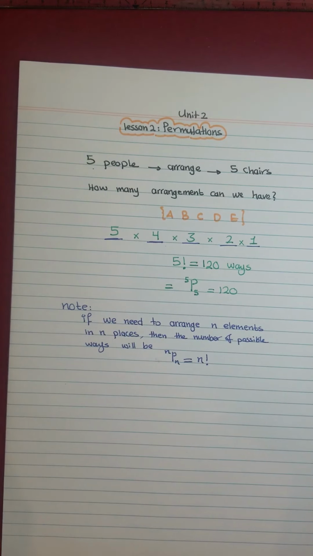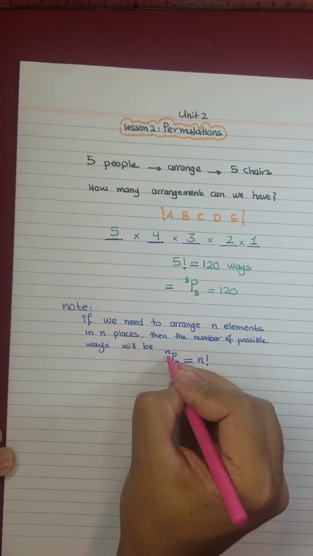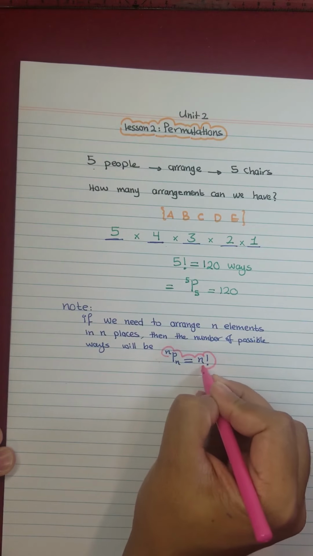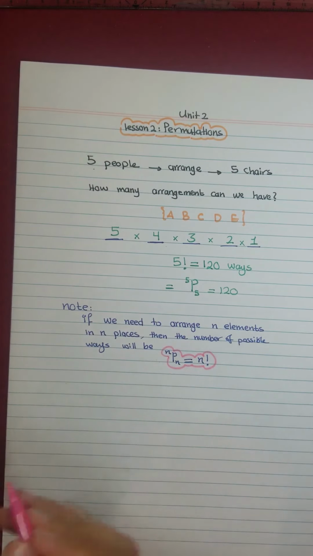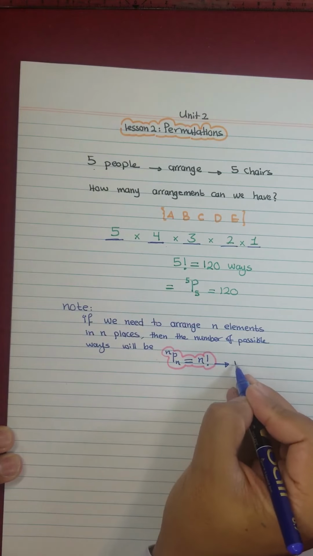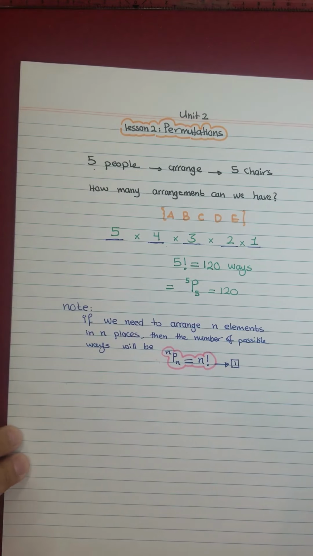So n permutation n is equal to n factorial, and this one should go into a little cloud of our clouds, because this is our first formula in this lesson. So this is our first formula in this lesson. n permutation n is equal to n factorial. Good.